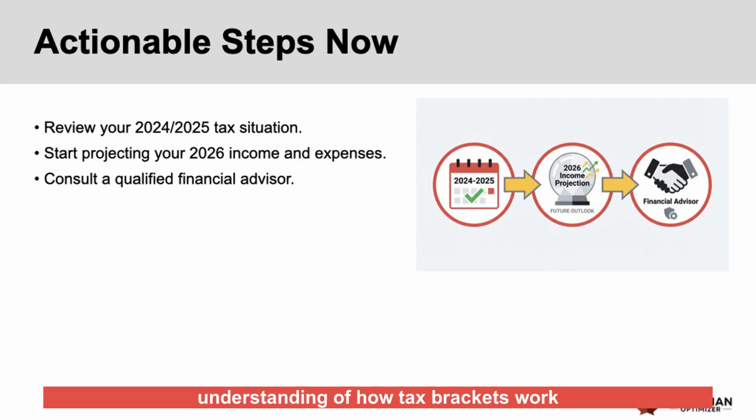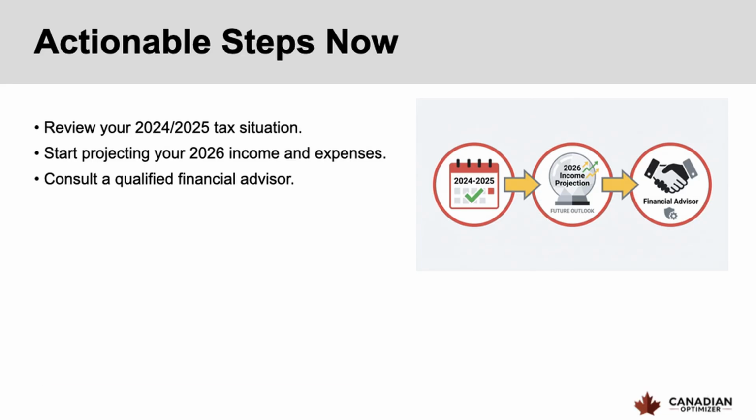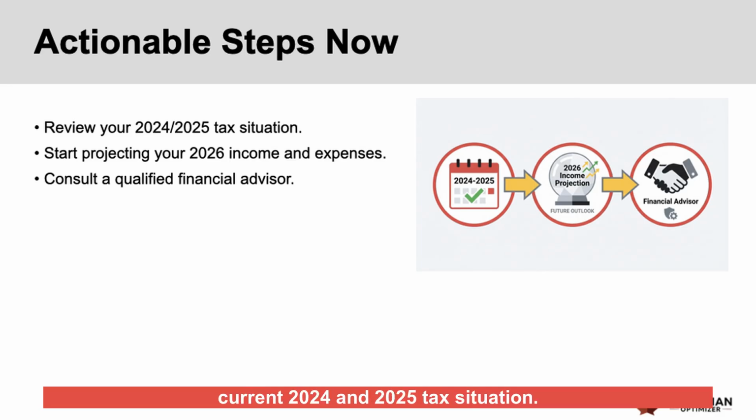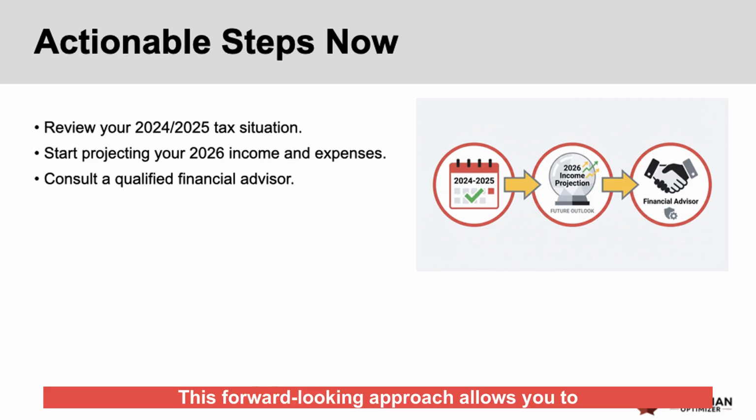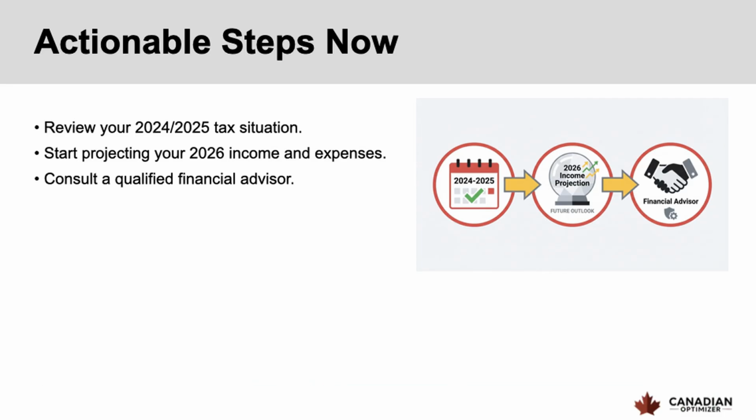Now that you have a clearer understanding of how tax brackets work and what to expect for 2026, what can you do right now? First, take some time to review your current 2024 and 2025 tax situation. Understanding your current income, deductions, and credits will provide a solid baseline. Next, start projecting your income and major expenses for 2026. This forward-looking approach allows you to anticipate your tax position.